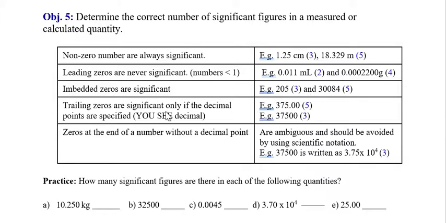Trailing zeros are significant only if the decimal place is specified. You have to actually see the decimal place, like that one right there in the example, or in the practice problem. Or like this one here in that example. Because I see that decimal place, then I know that those last 2 zeros, they're significant.